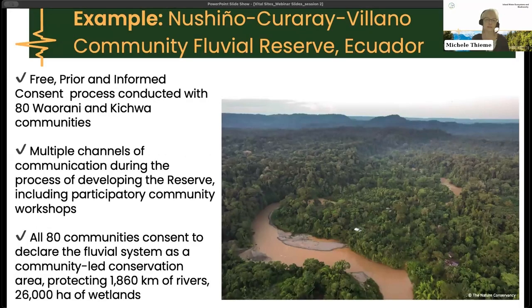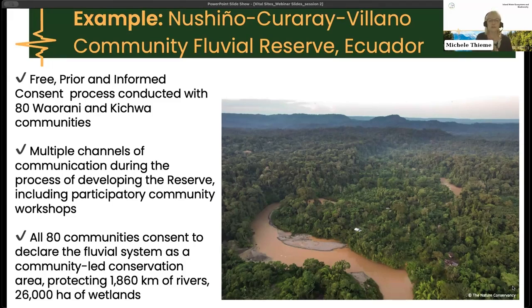Next slide, please. So I'm going to end with an example from a community fluvial reserve that's been set up in Ecuador. In this area, the indigenous communities and the Nature Conservancy became interested in scoping a conservation area because the region was under tremendous threat from mining, deforestation, and pollution. And so upon the request of the indigenous communities, a process was kicked off for using the free, prior, and informed consent approach with 80 communities in the region.